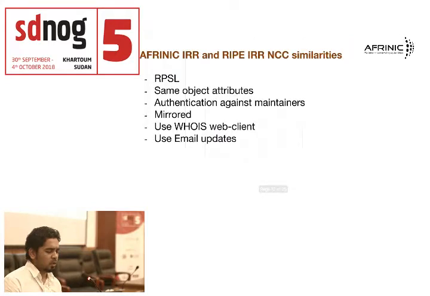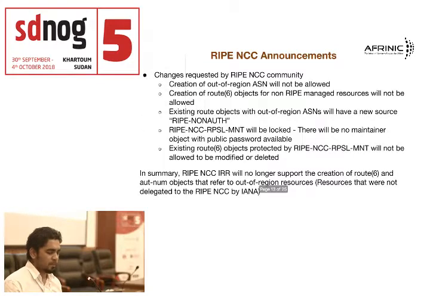So the similarities with RIPE, if you're using the one from RIPE, is that it's still RPSL. The object attributes are similar, and the authentication still happens against maintainers. It's not a new object or anything else that has been added. And it's mirrored, so you don't have to go and create on each of the other routing registries.